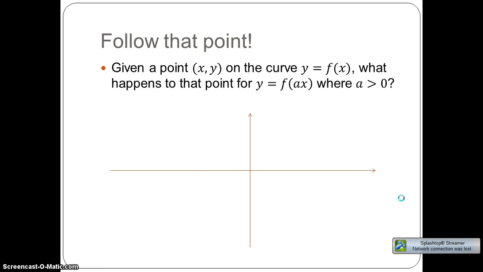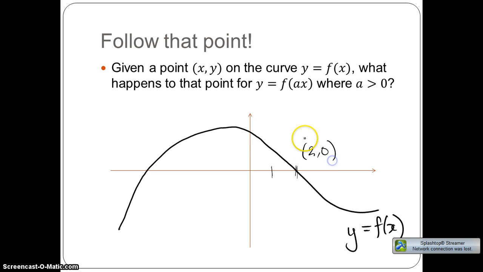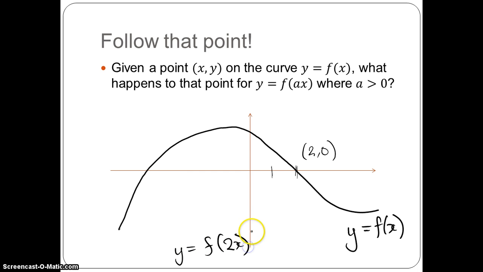Why is this the case? Well, again, we've got to follow a point when we do this. So let's take a look at something like this. This is my original curve, y = f(x). And let's say I want y = f(2x). Well, let's say this is the point (2, 0), and I want to find the graph y = f(2x).